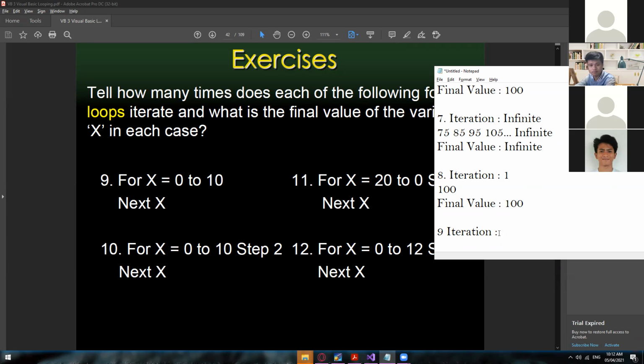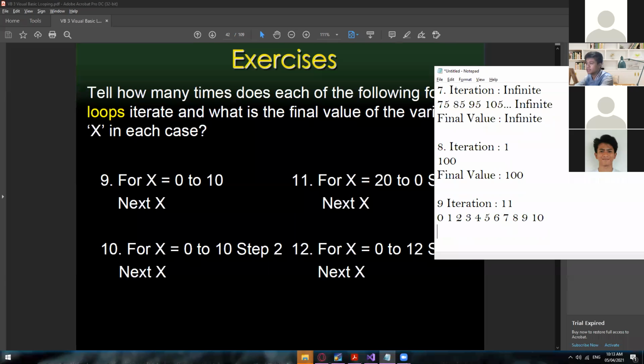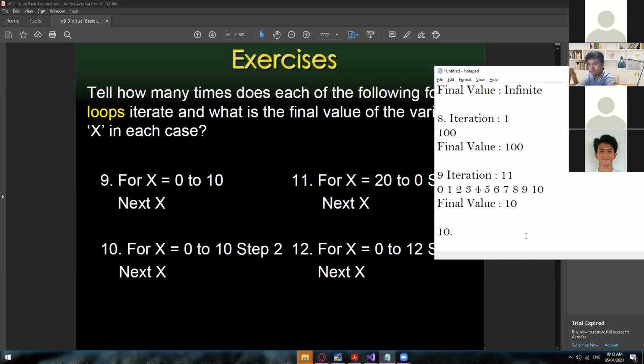0 to 10? Anyone? Starting from 0, it's incrementing by 1. So 1, 2, 3, 4, 5, 6, 7, 8, 9, 10. If you count this, it will iterate 11 times. So yes, your answer, Miss Eliza, is correct, 11. The final value is, of course, 10, which is this one. How about number 10?